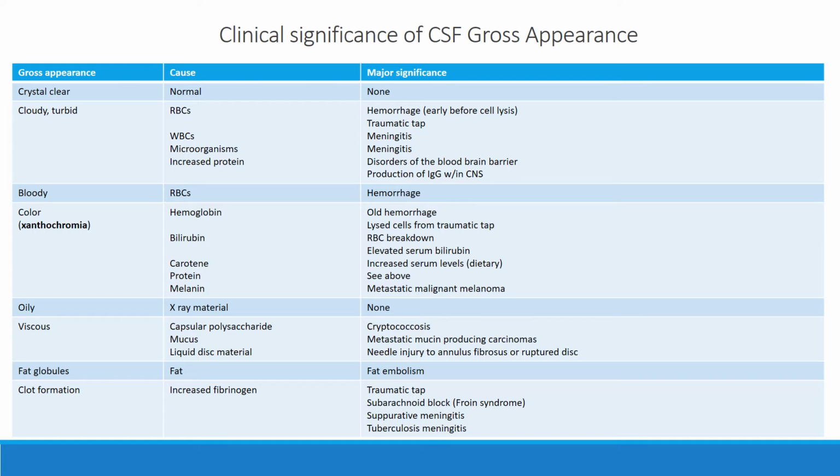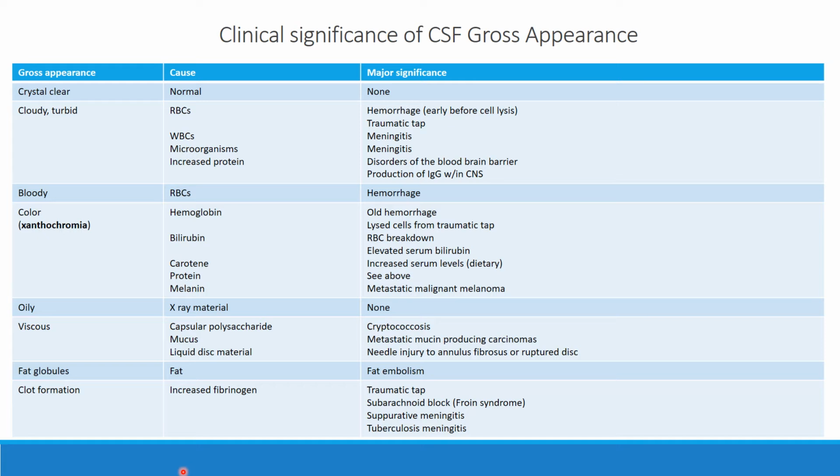Again, this is just another chart for you to look at the gross appearance as far as the cloudiness. You can see normal CSF should be completely crystal clear. It should not have any cloudiness to it at all. Once you see some kind of turbidity or cloudiness, then you're starting to look for what's causing it. Cells certainly are going to cause it, and that's our most common result. Obviously, microorganisms can, but also increased protein that we do see with certain diseases of the brain. And then you can see the rest of these things.